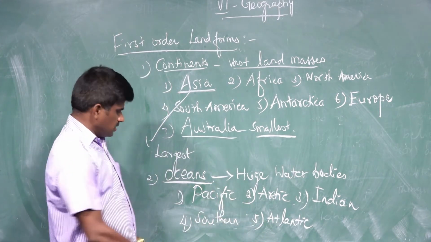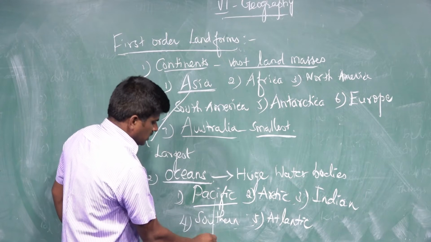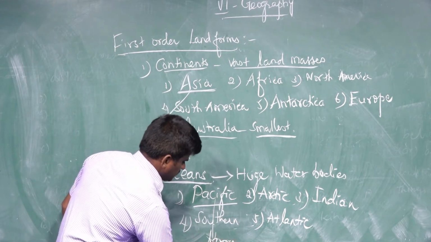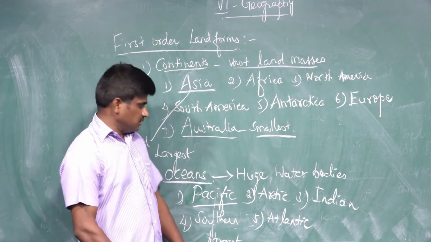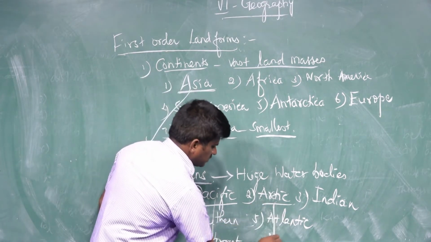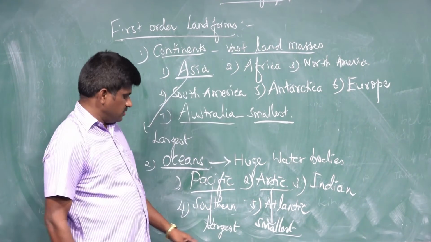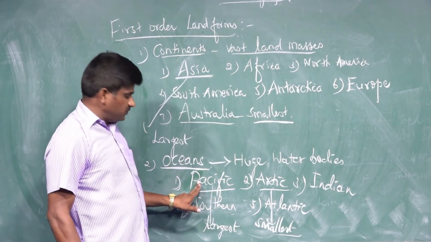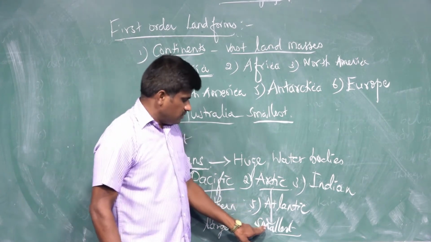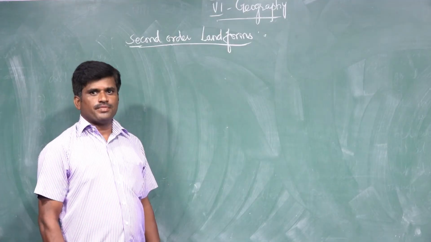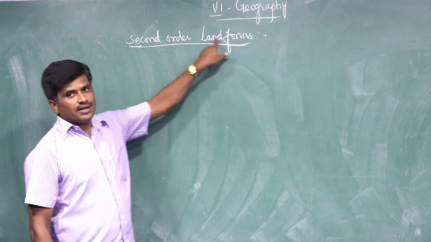Among these, Pacific Ocean is the largest ocean in the world. Then Arctic Ocean is the smallest ocean. Which is largest? Pacific Ocean is largest. Which is smallest? Arctic Ocean is smallest.